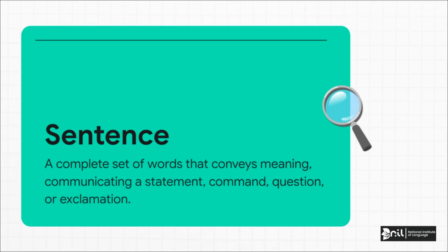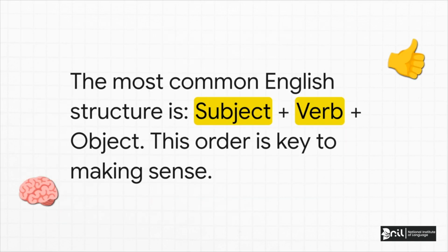Exactly. The San Jose State University Writing Center puts it perfectly. It's a complete thought, a full package of meaning. It has to make sense all by itself. And here it is, the magic formula. Subject, verb, object. It's kind of crazy how much of English just boils down to this one simple pattern. You've got who's doing it, the subject, what they're doing, the verb, and what they're doing it to, the object. This simple little structure is literally the engine that makes English go.